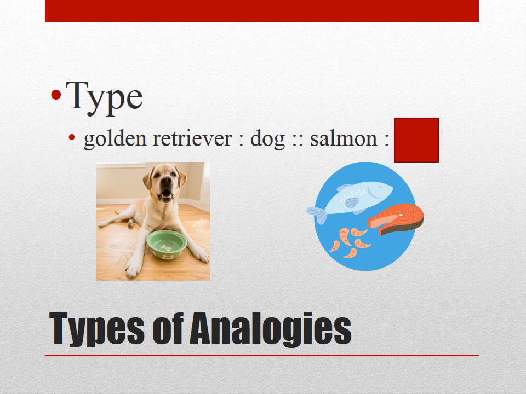The first analogy is type. So for example, a golden retriever is a type of dog. Salmon is a type of what? Let's start by reading the analogy correctly. Golden retriever is to dog as salmon is to blank. What type does salmon fall into? That's right, fish. So golden retriever is to dog as salmon is to fish.